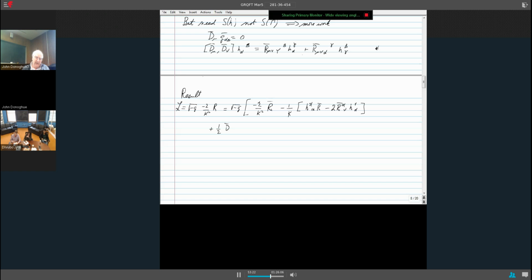Okay. So the Lagrangian is the square root of minus g, minus 2 over kappa squared R, and now my kappas are back in. It starts off with square root of minus g bar, then minus 2 over kappa squared R bar. Then minus 1 over kappa. So now we've lost 1 power of kappa because it's really kappa h. I've got h alpha alpha R bar minus 2 R alpha nu h nu alpha R bar.